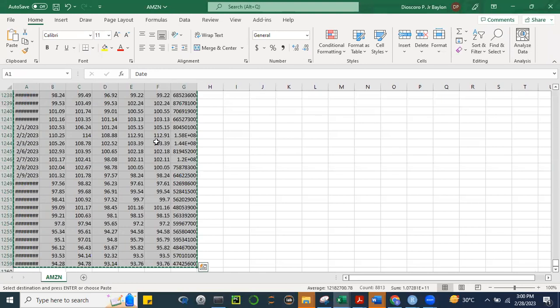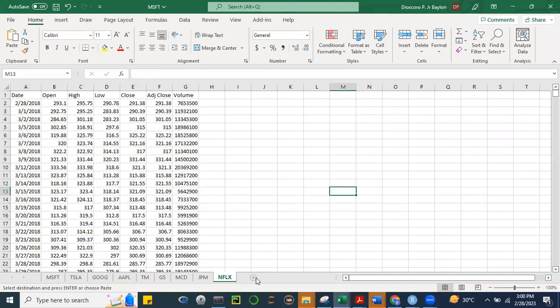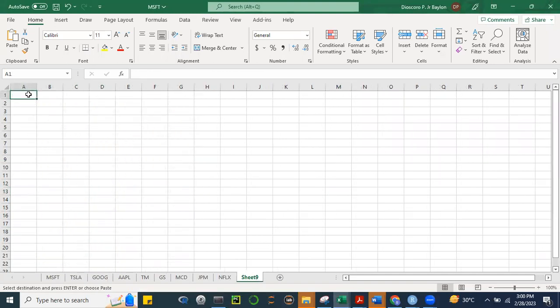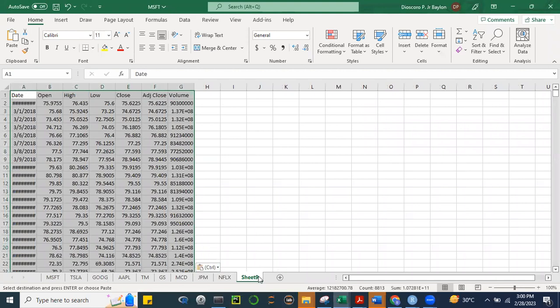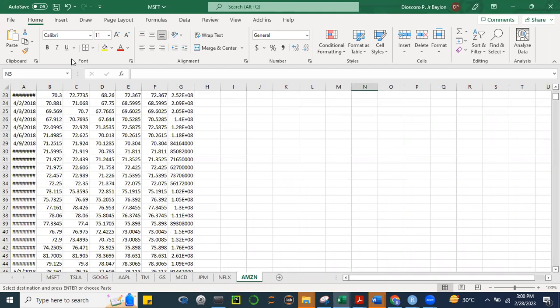Control C. And then we copy it here. Okay, and we rename this AMZN, Amazon. So 1, 2, 3, 4, 5, 6, 7, 8, 9, 10. Okay, sige, okay na yan, 10 stocks. All right, then let's save this.